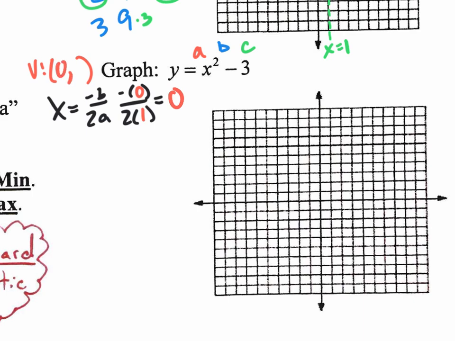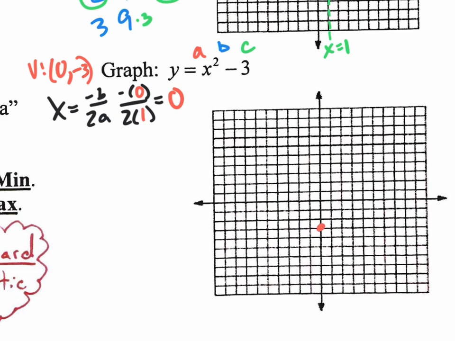By simply plugging it in. Now when you plug in 0 into a standard form equation, it's going to be your C value, your answer. Right? 0 squared is 0. 0 minus 3 is -3. So the vertex is 0, -3. Let's go to the coordinate 0, -3 right here.